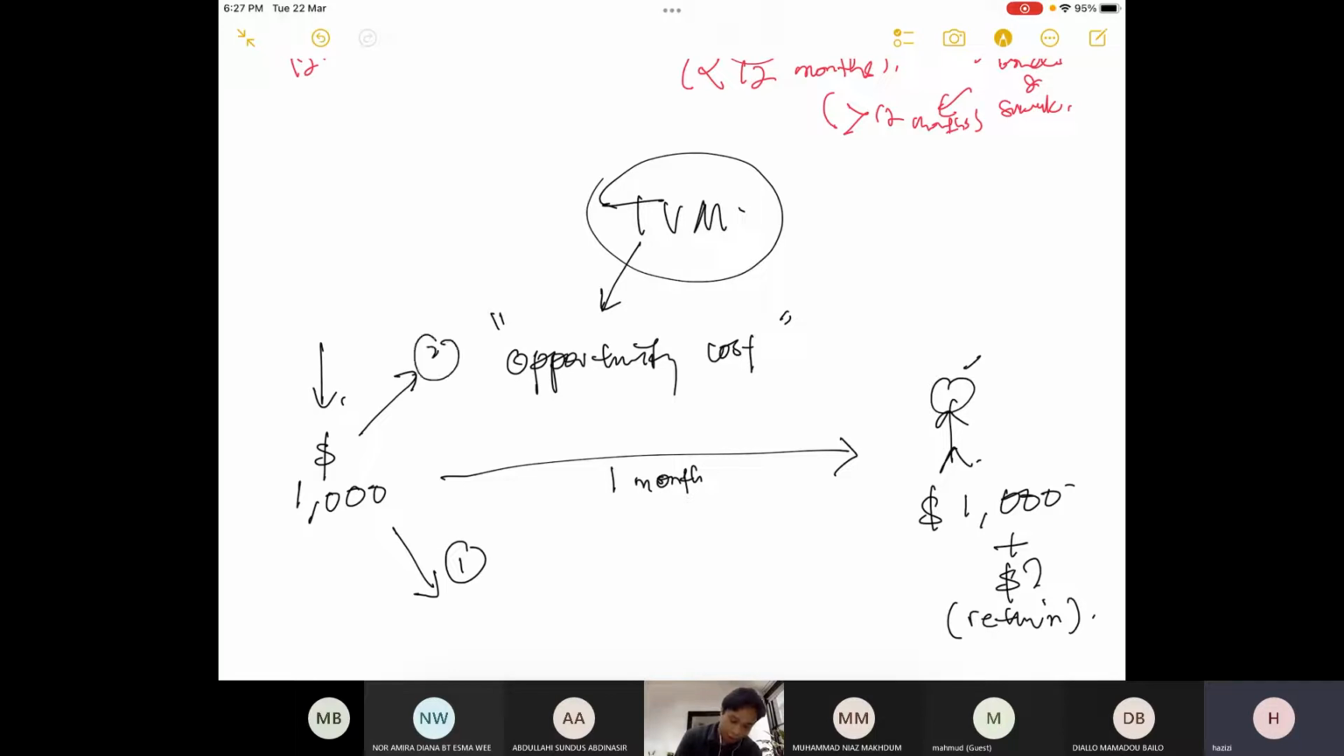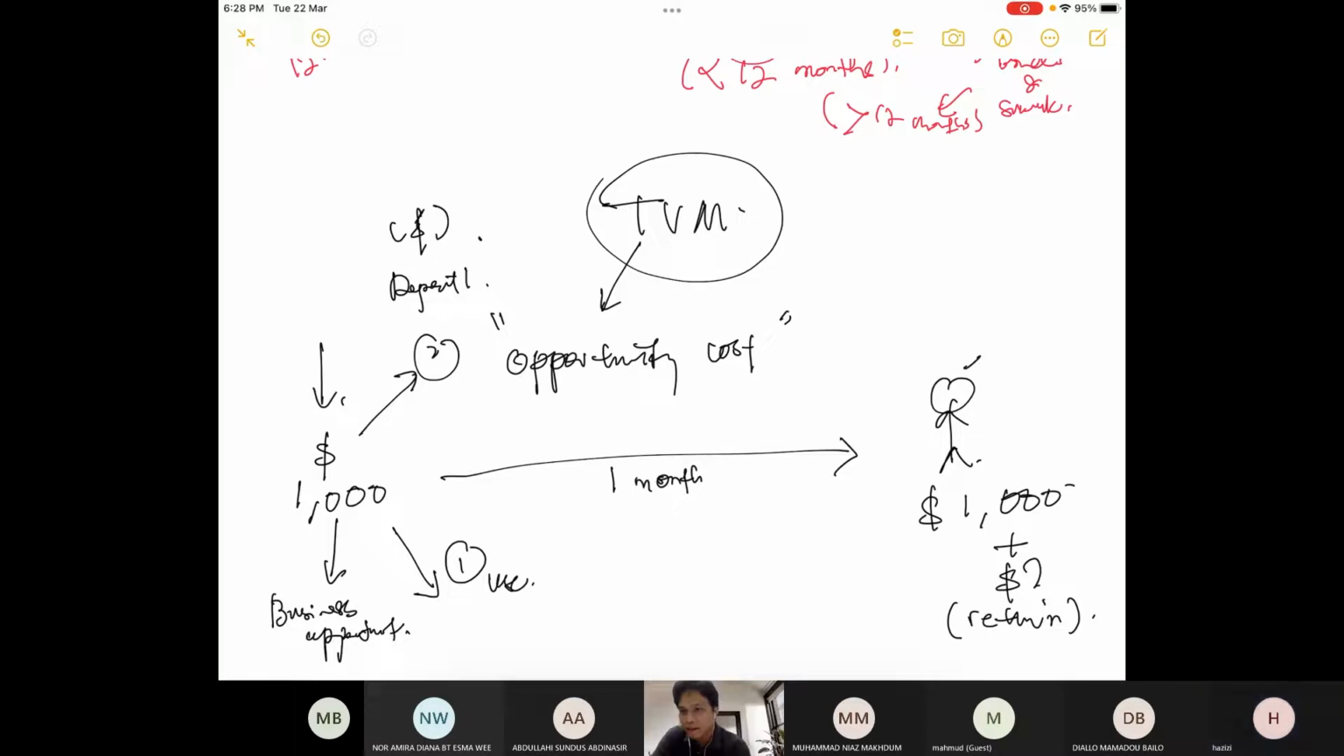So the first one, probably I can use it for myself. Or the second one, perhaps I can just deposit the money in a bank account where I can get some return as well. Or the third option, perhaps I may want to open a business venture, buy goods and then sell at a higher price. So I can get some return as well if I open a business using the money. So the question here is, why should I lend you money? The answer is that I want to get some return out of it.